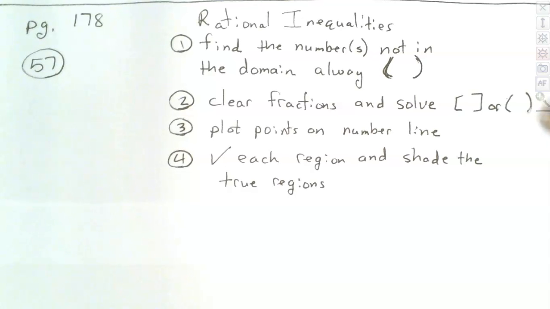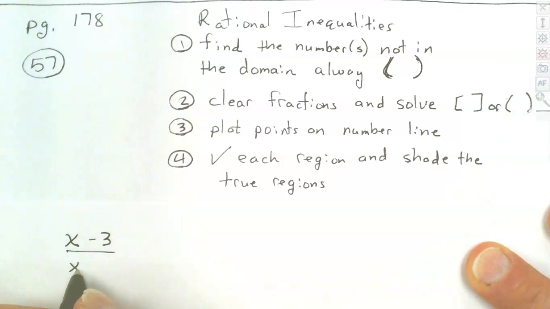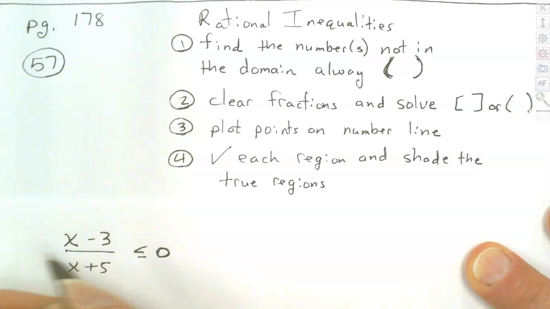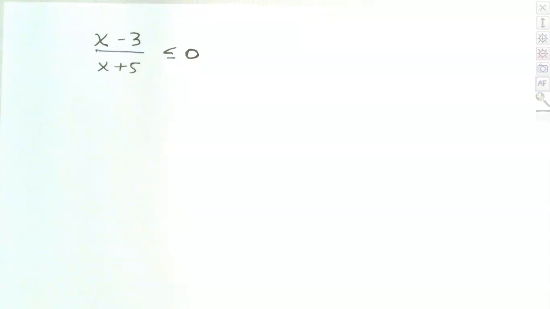So we're going to look now at question 57. And this is x minus 3 over x plus 5 is less than or equal to 0. So let's try to follow our step-by-step set of directions here. So what's the first thing we need to do? Well, the very first thing we need to do is find the number or numbers not in the domain.